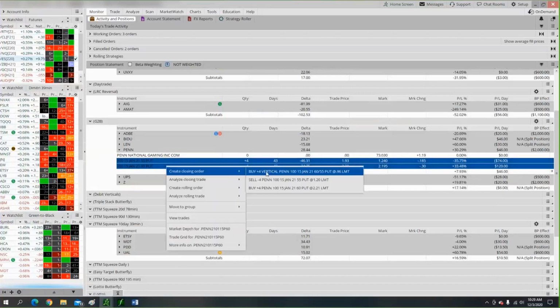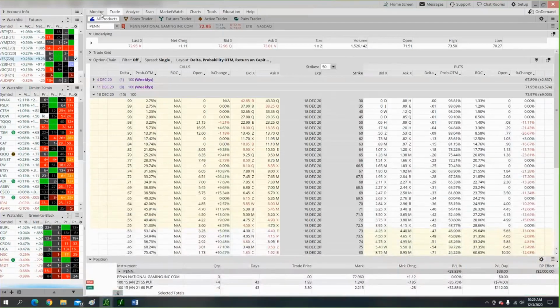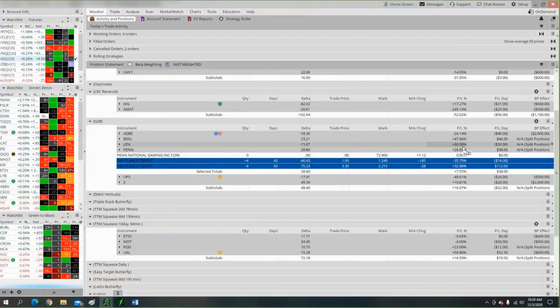Right click. Again, this is within 5 days. If it doesn't fill within 5 days, I'm going to erase it and I'm going to get out at 80%. 68 cents, I'm going to buy it back. That is a 50% gain. We're at 28. So if we can make 50%, let's get the hell out of there.